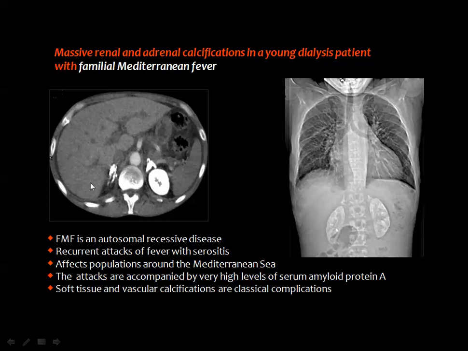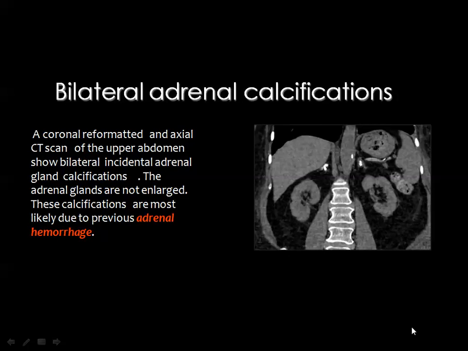This is a pre-contrast scan. You see dense calcium in the suprarenal glands and dense calcium in the kidneys, and this is the familial Mediterranean fever. This is an autosomal recessive disease with recurrent attacks of fever and serositis, and it affects, of course, the population around the area of the Mediterranean Sea. And the attacks are accompanied by very high level of serum amyloid protein A. And in some cases, you can see soft tissue and vascular calcification.